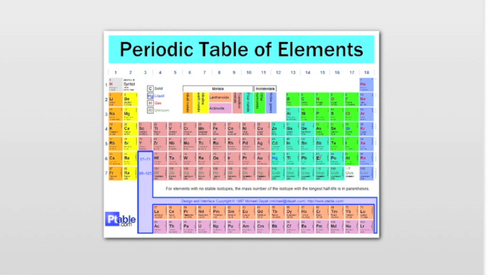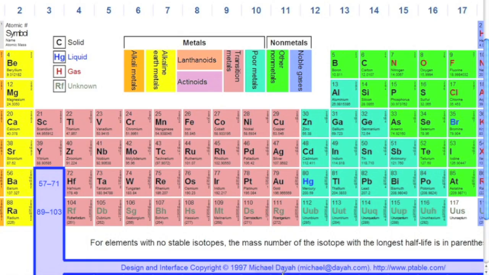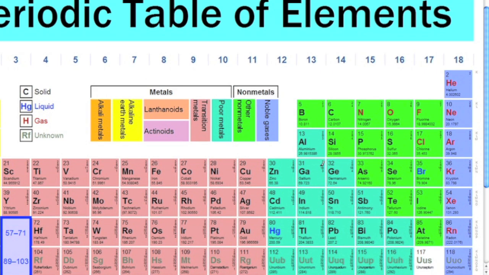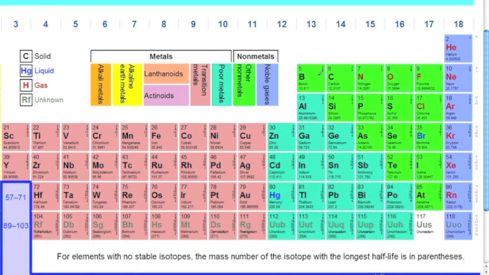We're just going to learn how to read the periodic table. If you're studying chemistry, or if you want to just know about chemistry, this is a very essential skill to have. It's a necessity.